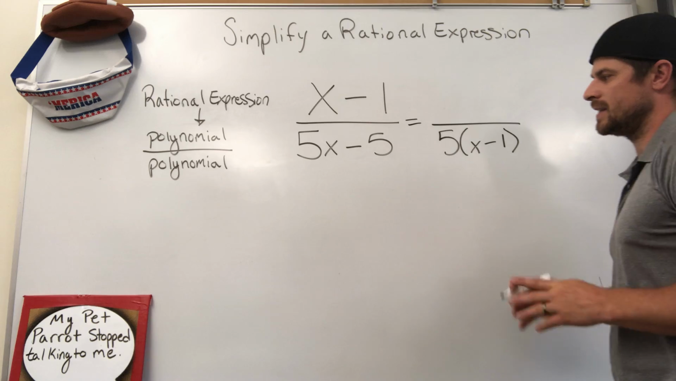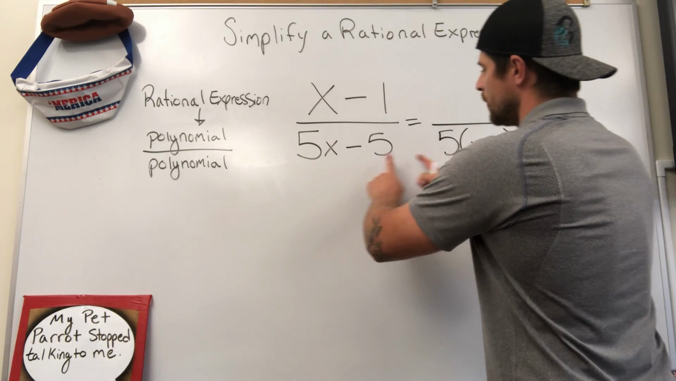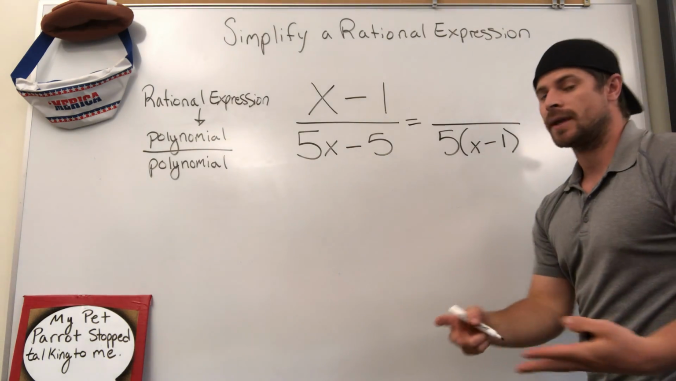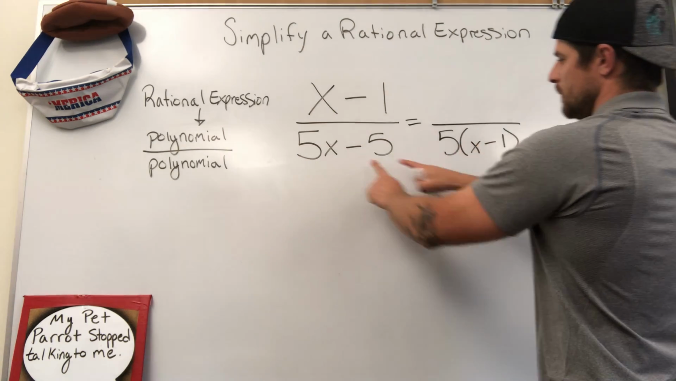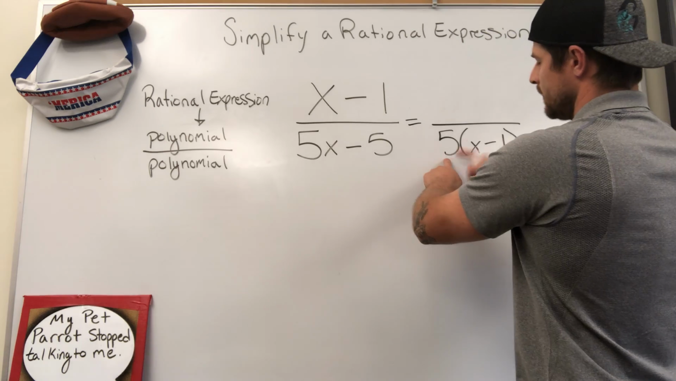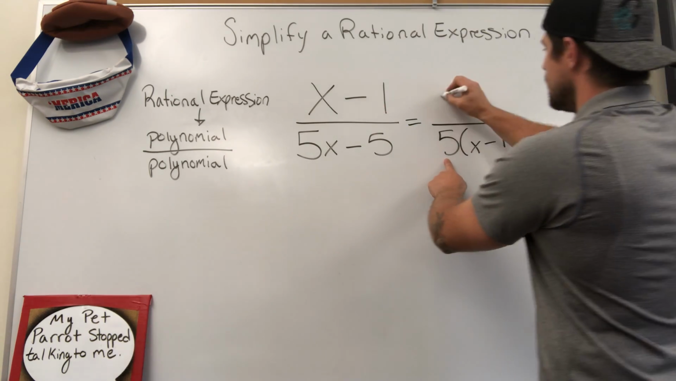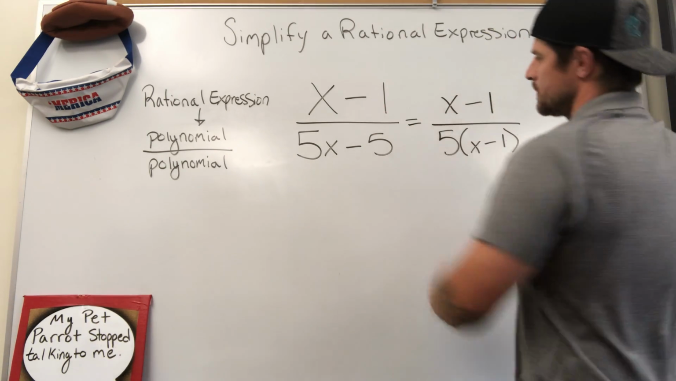Quick review for anybody that needs it. What did I just do there? I'm pulling out the 5. It's like undoing the multiplication. 5 times x would make 5x. 5 times negative 1 would make the negative 5. I'm just pulling out that 5. I'm factoring it out. Nothing changes on top. I'm left with x minus 1.